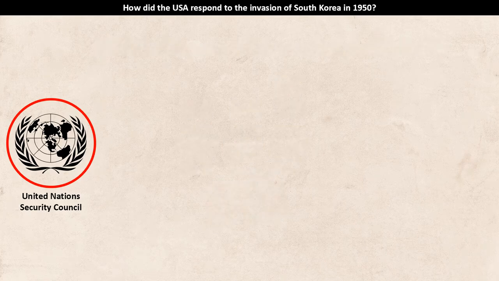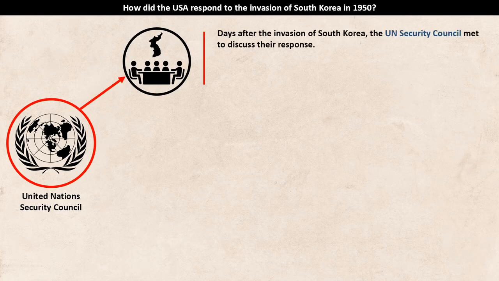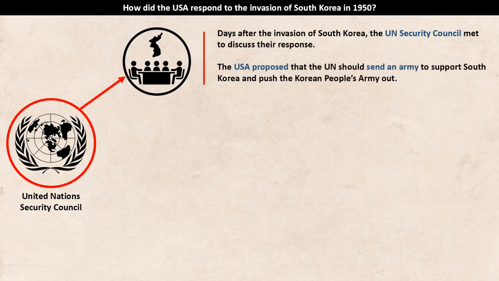So let's think about the context of the time then. We know that North Korea invaded South Korea in 1950, and President Harry S. Truman, the President of America, called an emergency UN Security Council meeting. And so at that meeting they meet to discuss what should happen in Korea. Days after the meeting, they meet and discuss their response, and America, under Harry Truman, proposes that the UN should send an army to support South Korea and push the Korean People's Army out.